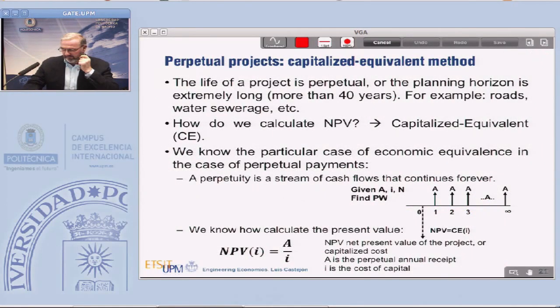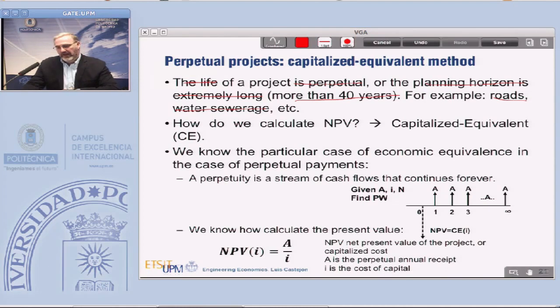One kind of specific project are the perpetual projects. What are the perpetual projects? Projects whose life is perpetual. It means that the planning horizon of the project is extremely long, more than 40 years. For example, when you build a new road, what is the life of this road? This will be a lot of years. Or, for example, if you are constructing the water sewerage in a city, this is very long term.